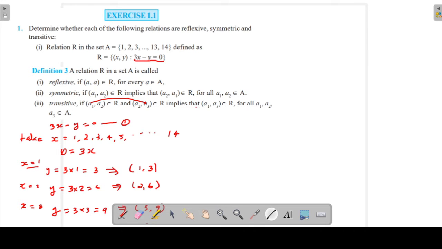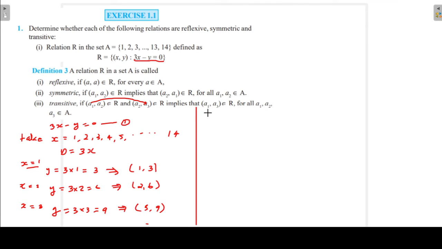Next we can take x equal to 4. Then what is the corresponding y? y equals 3 fours are 12, therefore the corresponding point is (4, 12). Then take x equal to 5: y equals 3 into 5, equal to 15.